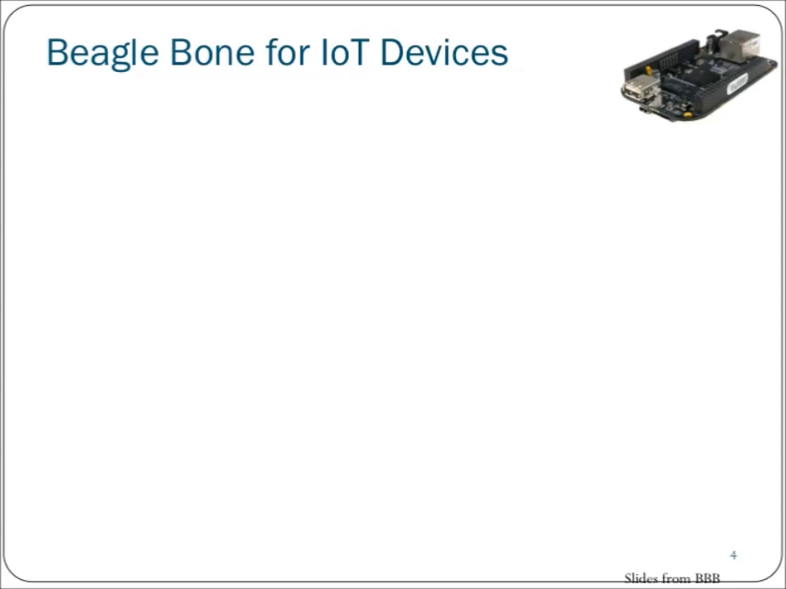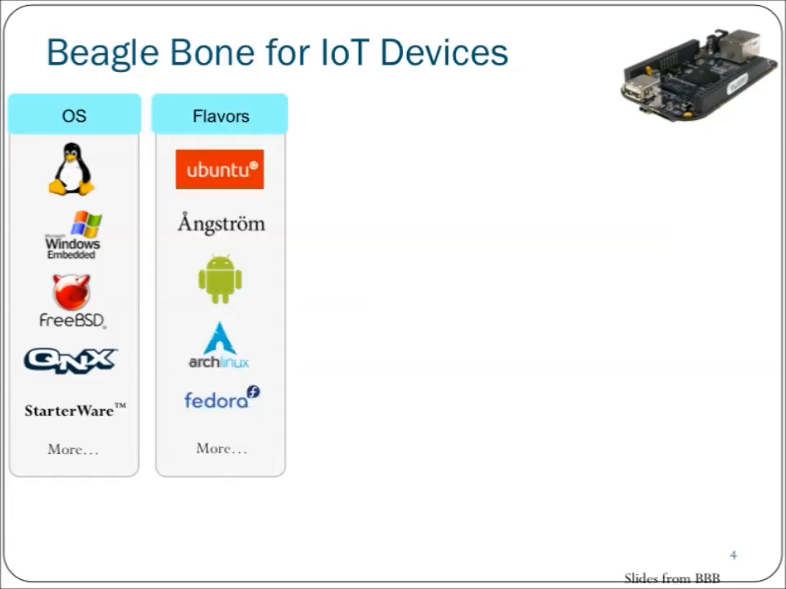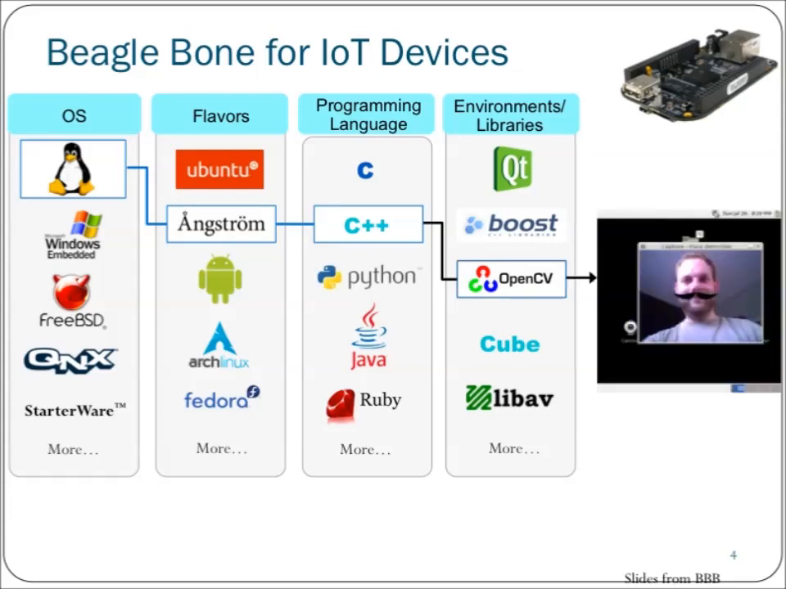One of the nice embedded platforms is BeagleBone, which you will use or already used in the class. This BeagleBone has a lot of nice features. You can add different OS, and you can choose your flavor, programming language, environment, libraries. For example, I will pick Linux, Angstrom, C++, OpenCV, and then end with a cool application. So it supports multiple things.